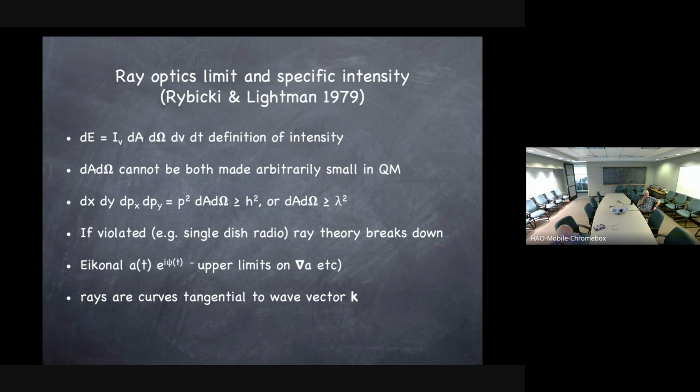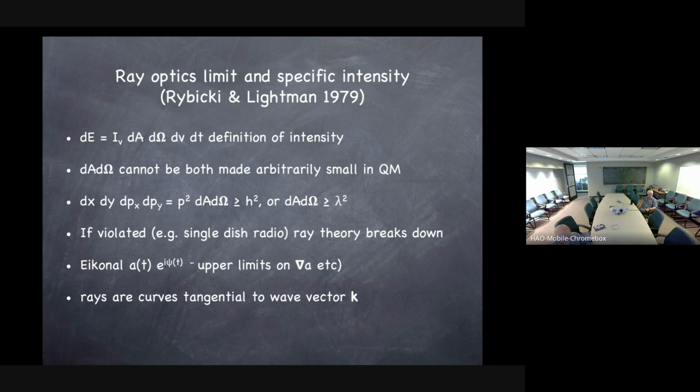So we have something that says if we have an area and a solid angle that's too big, then we can't really use ray theory anymore. Forget the eikonal thing. I can't remember what I wrote that for at this point. It's been a few months. But the rays we think of are curves tangential to the wave vector k. So it's saying that we don't really quite know where the photons are coming from when that inequality is done.